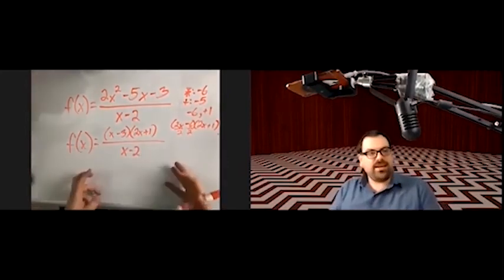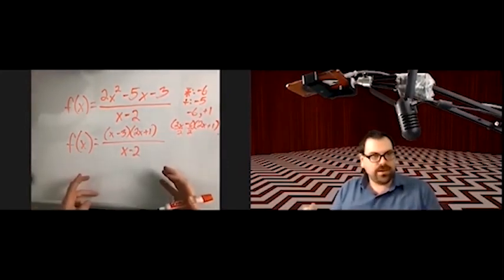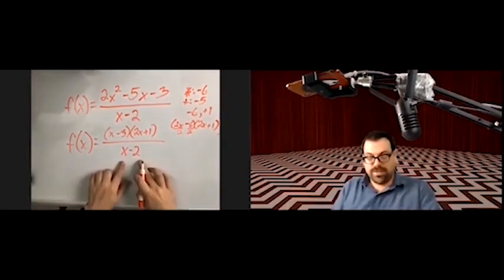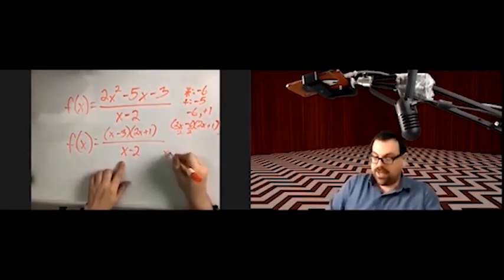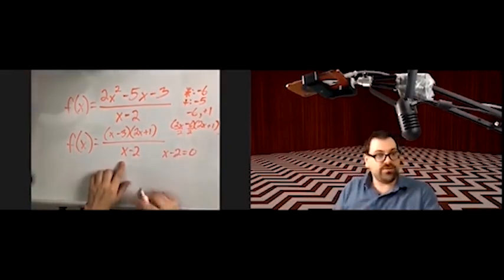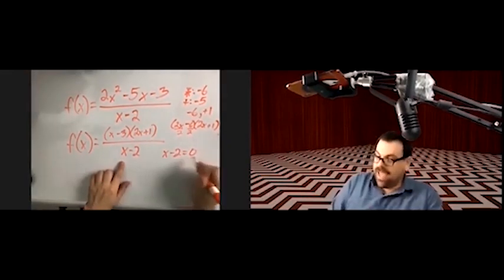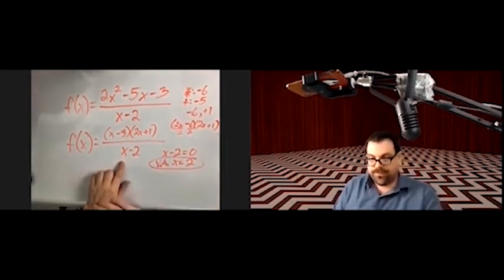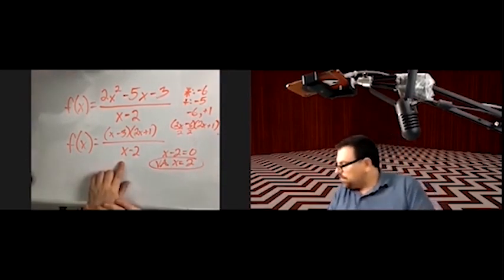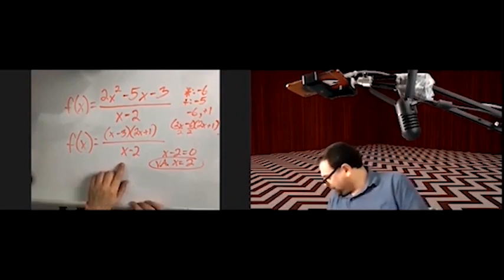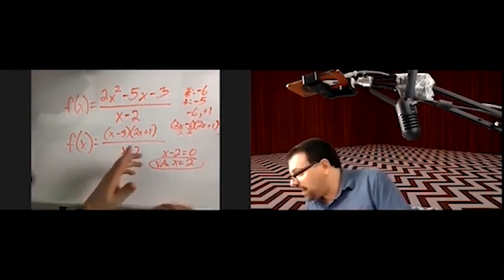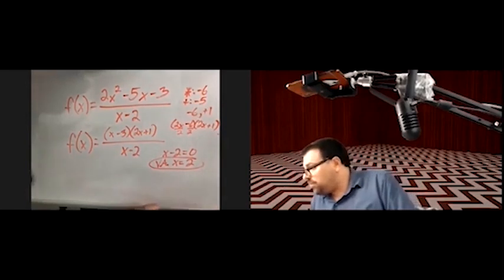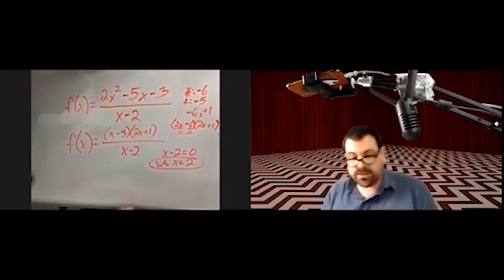Notice nothing cancels. So we're good to say that x minus 2 equals 0 will give us a vertical asymptote. Add 2 to both sides, that vertical asymptote would be x equals 2. We had found the slant asymptote of 2x minus 1.